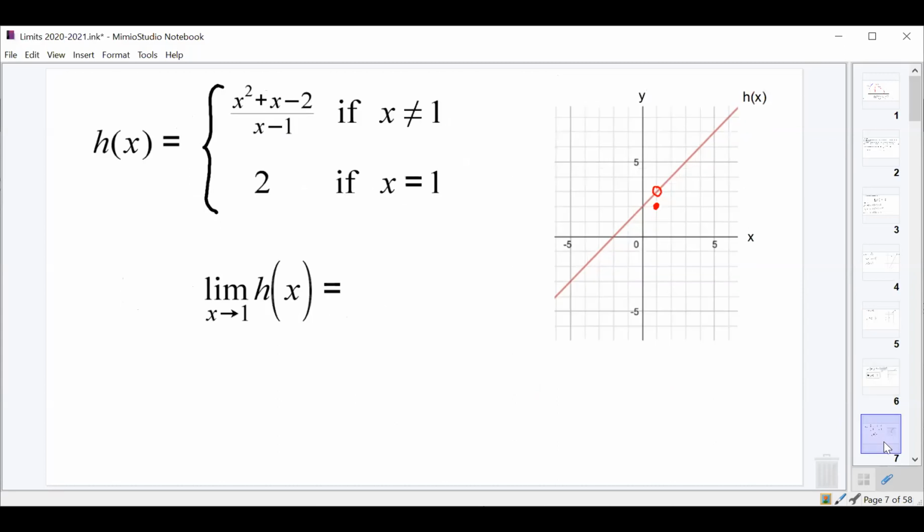Let's take a look at this one. So we got a slightly different graph here. This is now a piecewise defined function. Got the same x squared plus x minus 2 over x minus 1 when x does not equal 1. So that gives us this whole linear piece, except without the point at 1, 3. And now I've got that our function equals 2 when x equals 1. So I've got an extra little point added in there. And now I want to know what is the limit as x approaches 1 of h of x? It's still 3. Still 3? Anybody disagree?